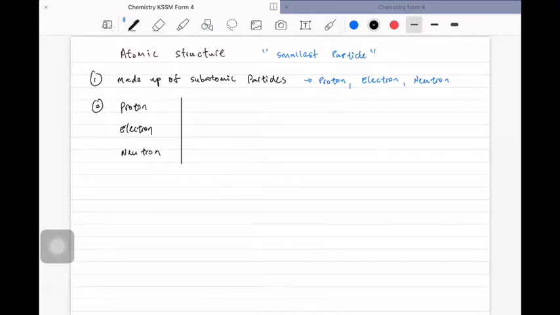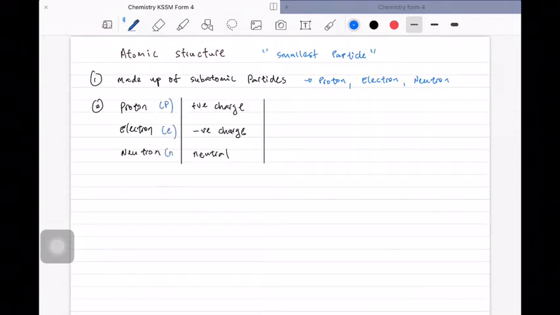Proton is a positive charged particle. Electron is negative charged particle. Whereas neutron is a neutral particle, means there is no charge. Okay? At the same time, the symbol of proton we can write it as P, electron is E, and neutron is N. Alright?